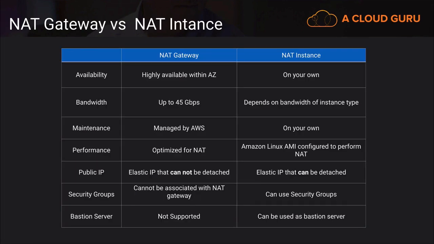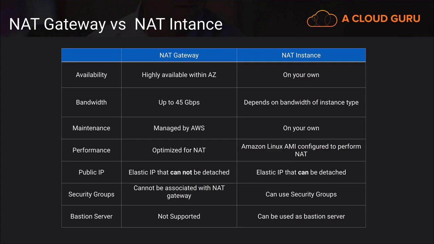Let's take a look at the comparison between a NAT instance and a NAT gateway. And this is relevant for the exam because you'll probably get a few questions on this. So as far as availability, the NAT gateway is naturally the better option. For a NAT instance, you're going to have to architect your own high availability solution. For bandwidth, the NAT gateway can support up to 45 gigabits. The NAT instance is really dependent on what sort of instance you provision it on. For maintenance, the NAT gateway is managed by AWS, and for the NAT instance, you're on your own again.